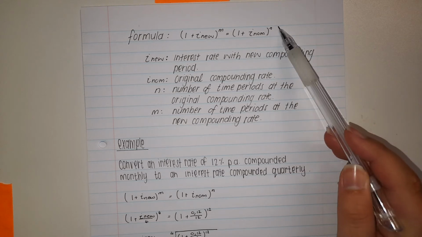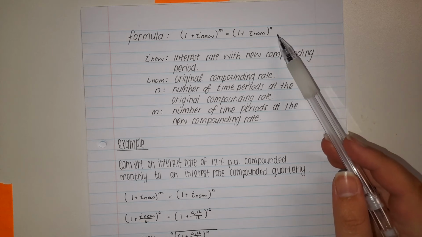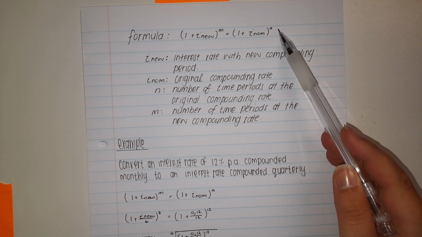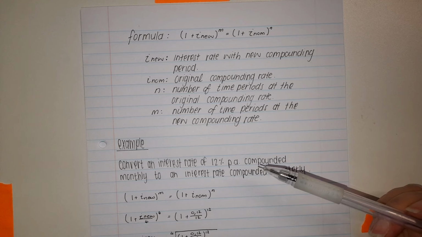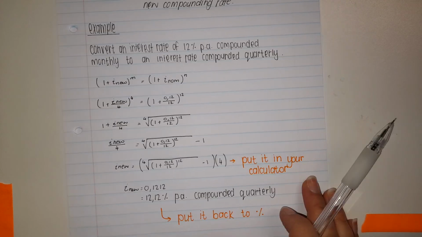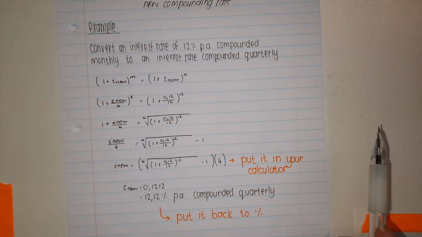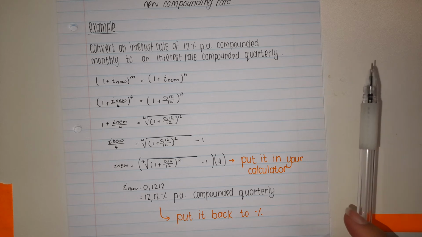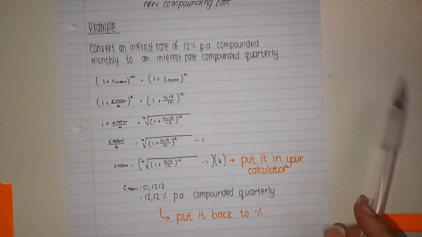And n is my original compounding period. So in our previous question, our original was monthly, so n was 12, and our new one was quarterly, so m would have been 4. Going into an example: convert an interest rate of 12% per annum compounded monthly to an interest rate compounded quarterly. So again, from monthly 12 to quarterly 4.